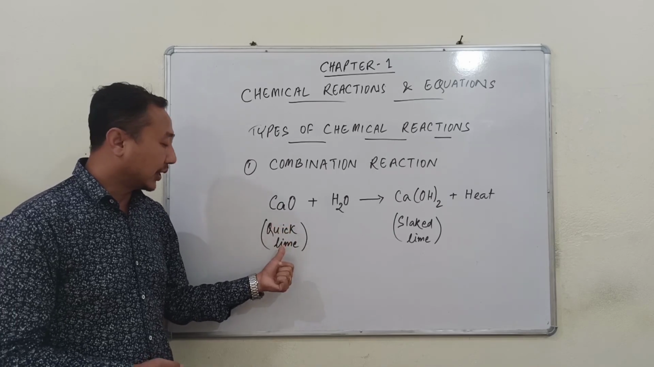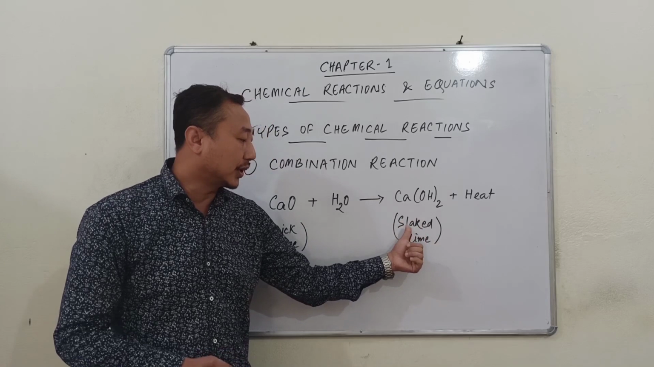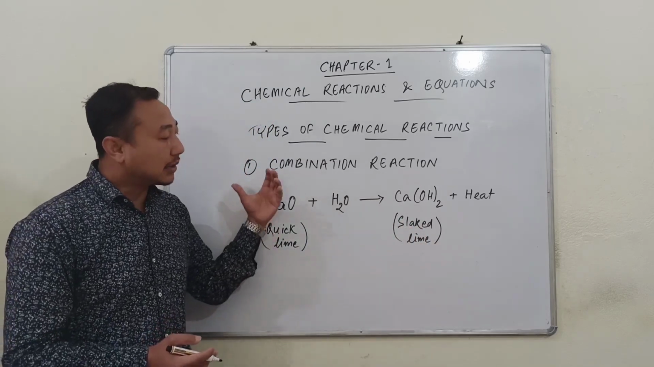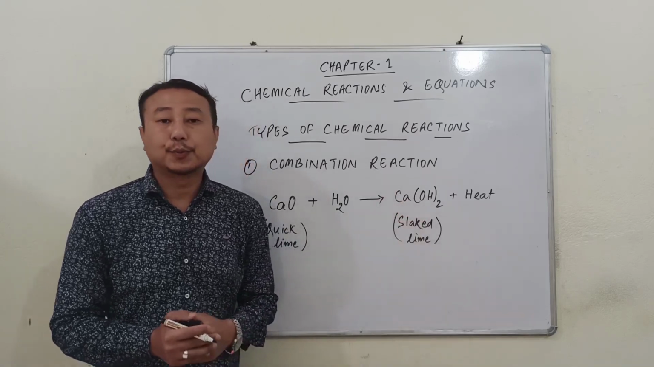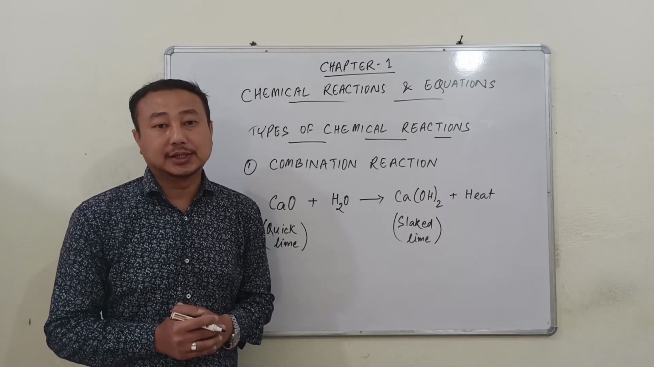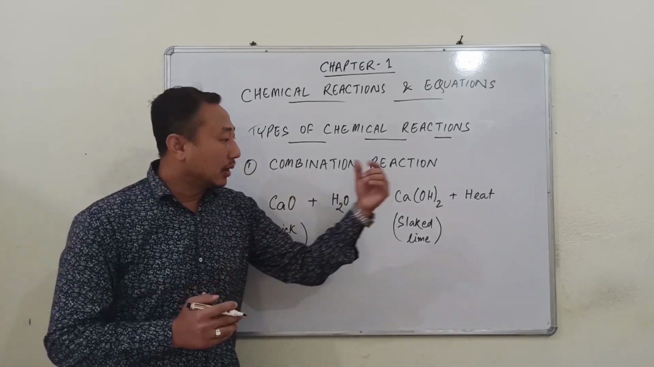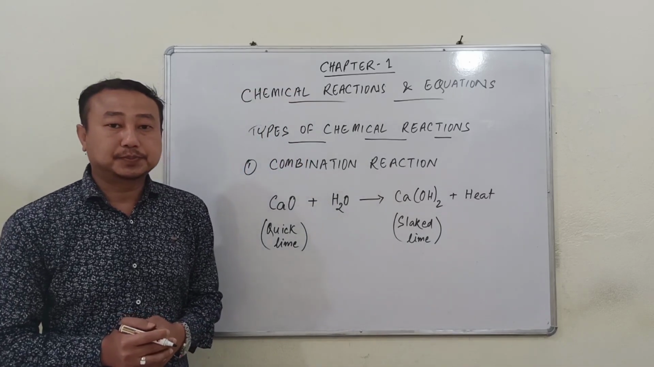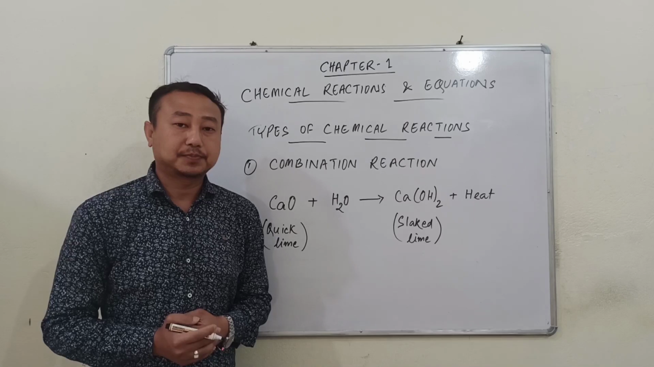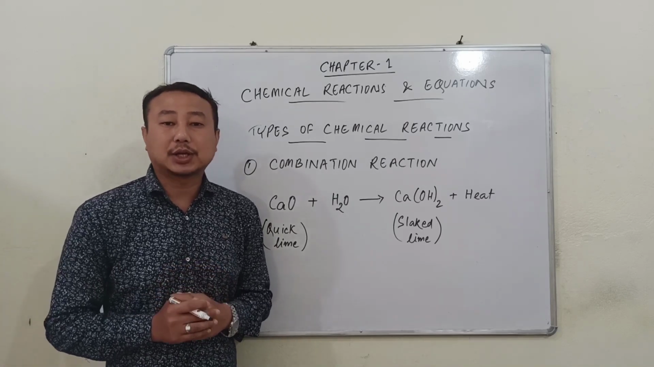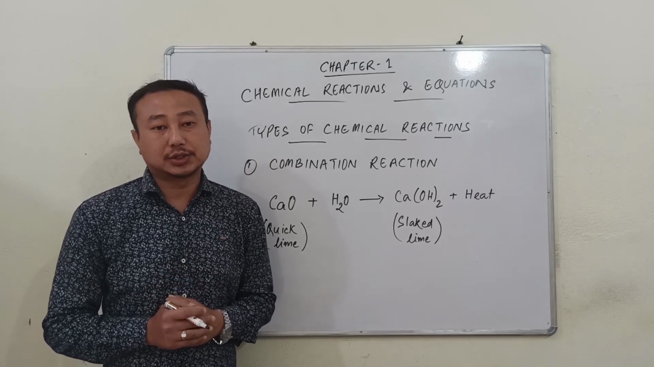Calcium oxide is also known as quicklime or simply lime, while calcium hydroxide is known as slaked lime. So such a type of reaction in which two or more reactants combine to form a single product, we call that reaction a combination reaction. During some reactions, heat energy is also produced. Such a type of reaction we can also call an exothermic reaction. Exothermic reaction is the type of reaction in which heat energy is produced in the product or during the reaction.